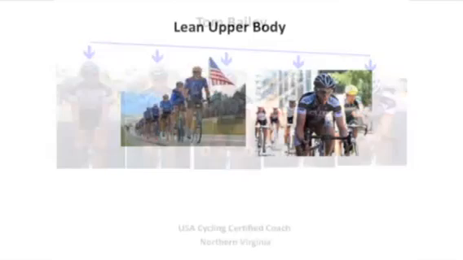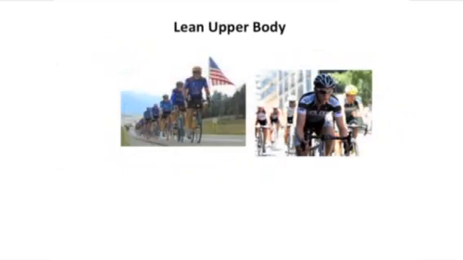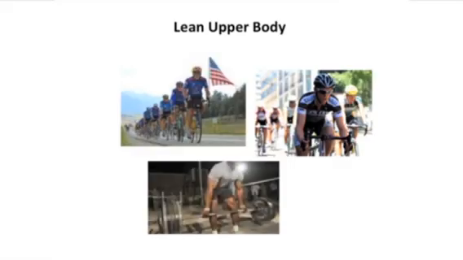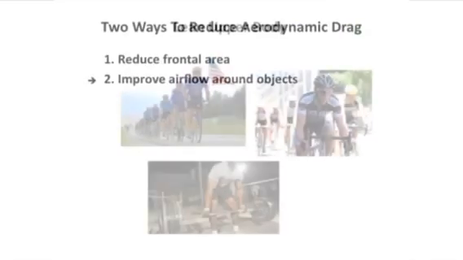This is why it's better as a cyclist to have a lean upper body. You want to have a small frontal area. A person with big bulbous muscles like this will have a larger frontal area, as well as weighing more. His aerodynamic drag will be larger.